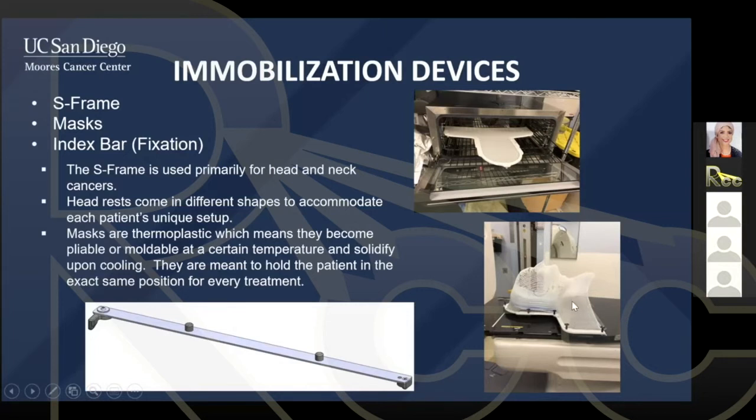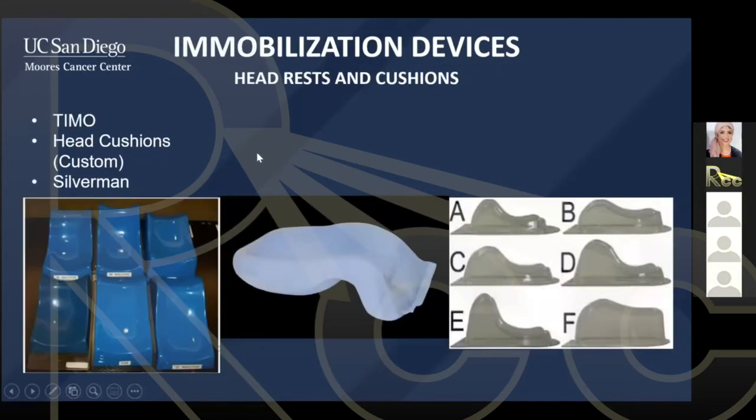For instance, this patient here had this exact same mask for, I think, 25 treatments in a row. It held the patient in the correct spot every time for treatment. So, a very important treatment device. As I had mentioned earlier, the head cushions, we have a few different kinds here. These ones are called Timo head cushions.